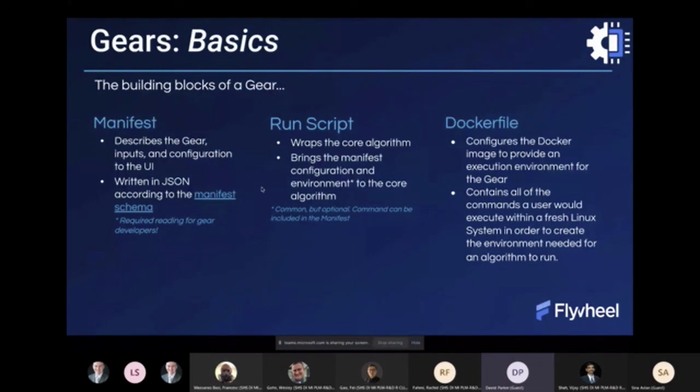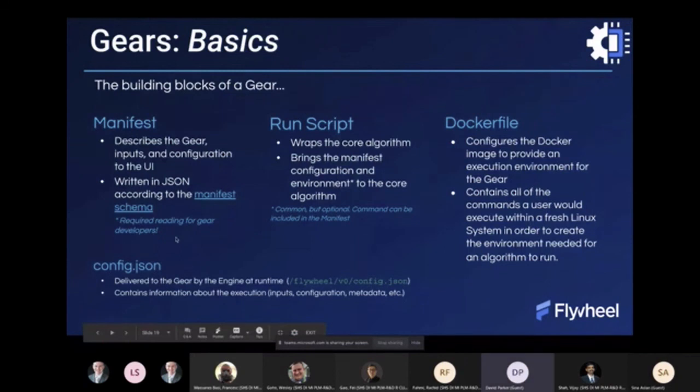The run script, I mentioned this, wraps the core algorithm, brings the manifest and configure environment to the core. I'll explain that a little bit more later, and the Dockerfile, of course. These three you have to provide.